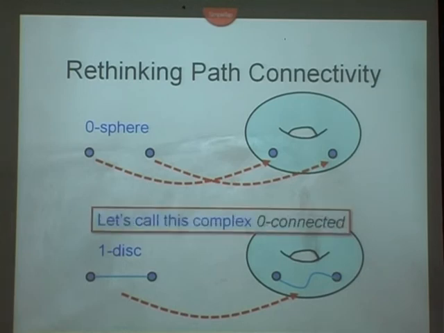So, we'll say a complex is zero-connected if I can take any map from the zero sphere and extend it to the one disk. Again, now we're talking continuous maps.